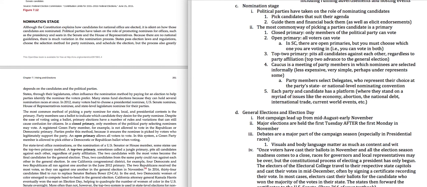Nomination stage. Political parties have taken on the role of nominating candidates. They pick candidates that suit their agenda. They guide them and financially back them, as well as elicit endorsements. The most common way of picking a party's candidate is a primary. There's a couple different kinds, 3 different kinds of primaries. Really a fourth if you count caucuses. But closed primary, it's basically 2.